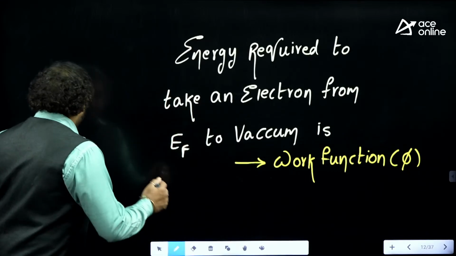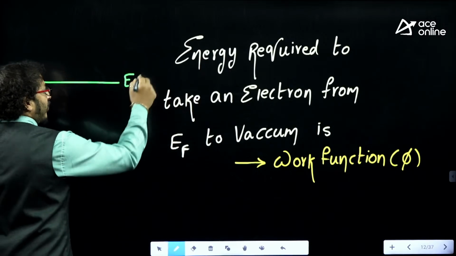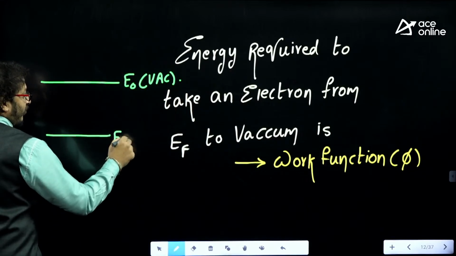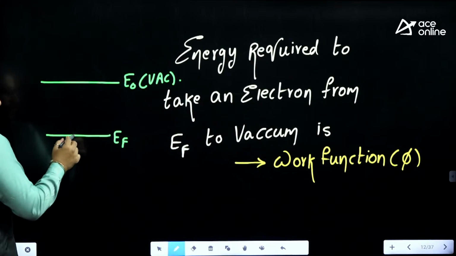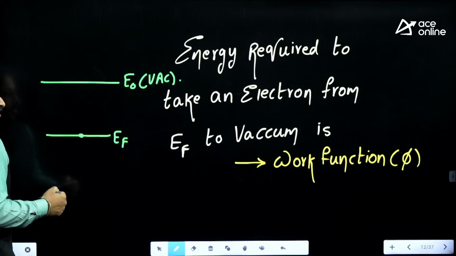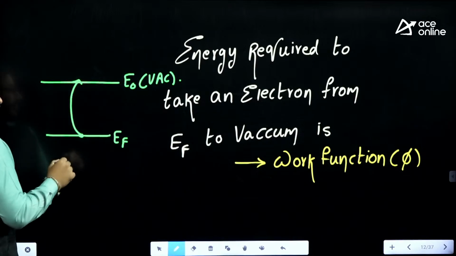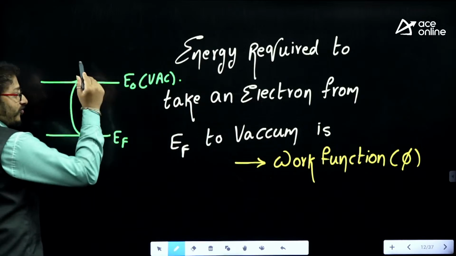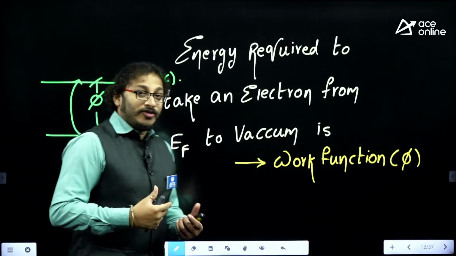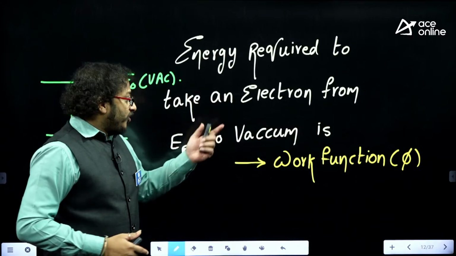For example, see, this is the vacuum level. Every body will have a vacuum energy level. Let me say this is the Fermi level of a particular body. So assume a particle's energy is here. How much energy am I supposed to provide to bring this particle to its vacuum state? That energy is given as the work function. So this distance is taken as the work function. The amount of energy required to bring an electron from the Fermi level to its vacuum state is the work function.